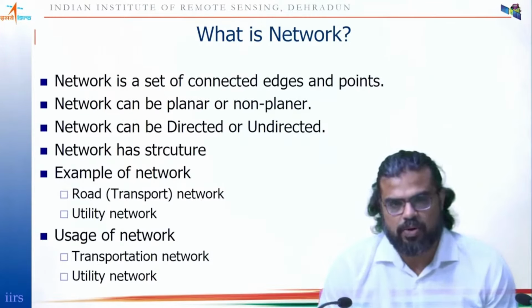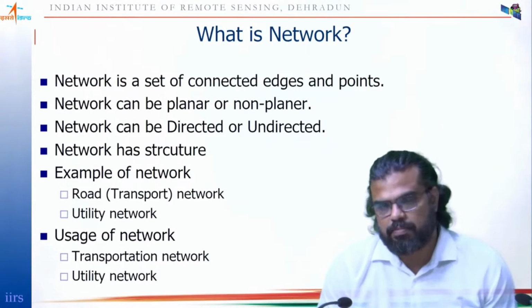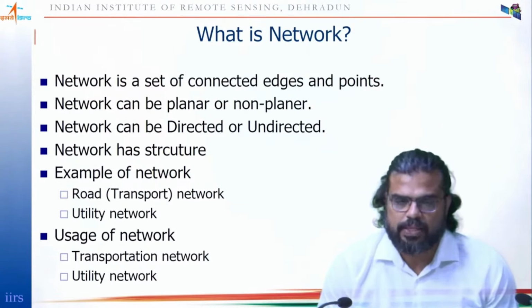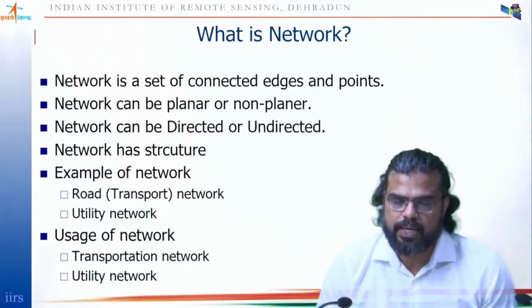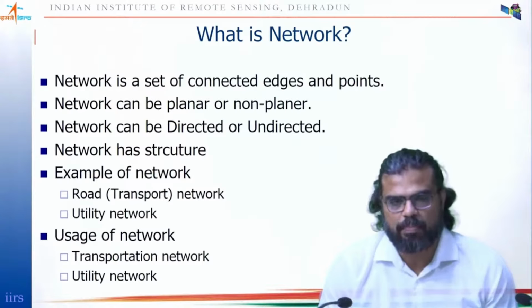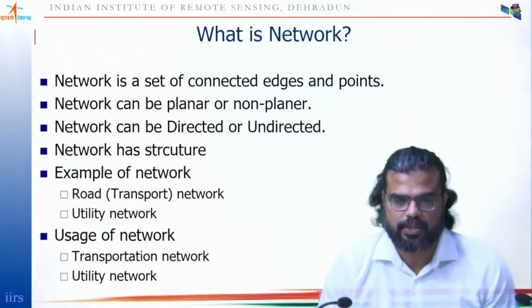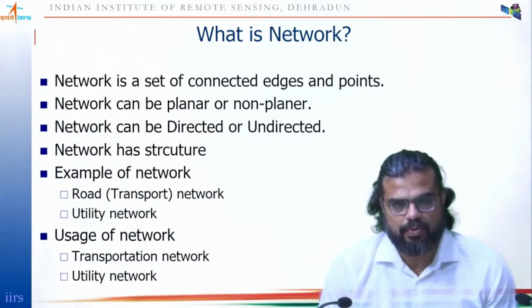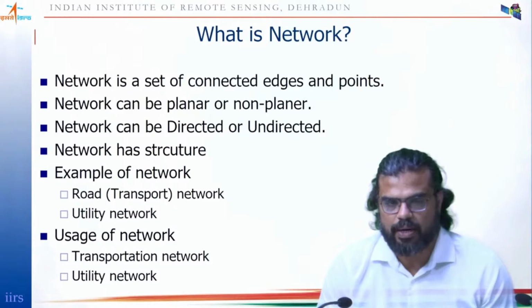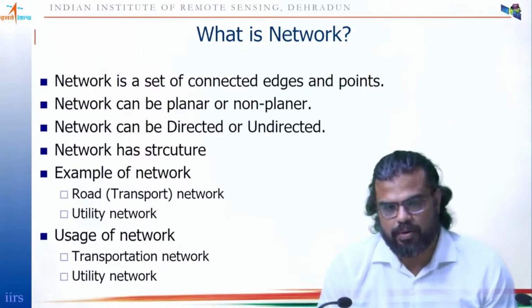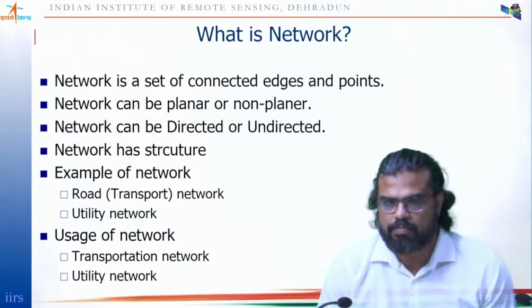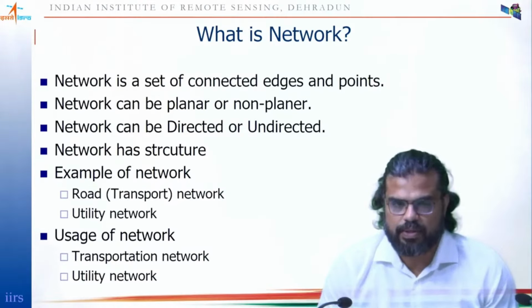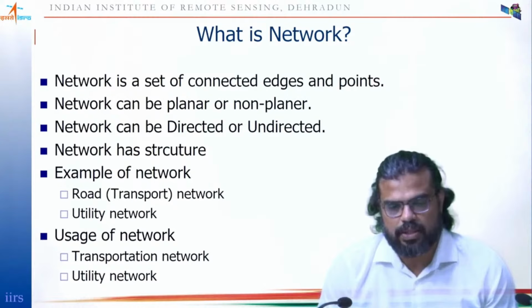Then these networks can also be distinguished based on the edges, where we can say that the flow of material or information is going to happen only in one direction or in both directions. Accordingly, you can have a network which is undirected or a directed one. Undirected is generally also called a bidirected network. It means that in both directions the material or information can flow.